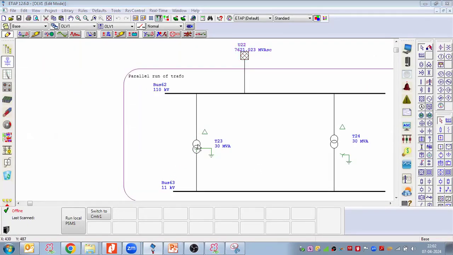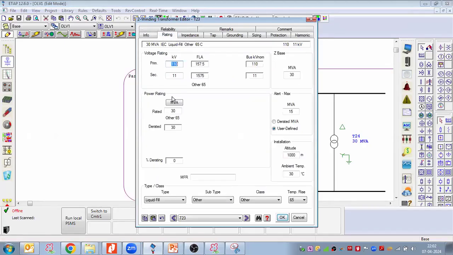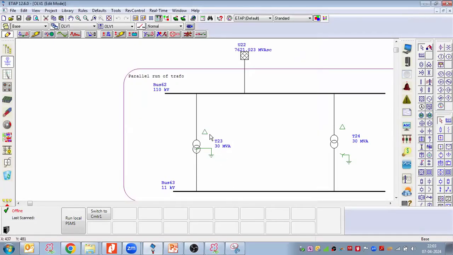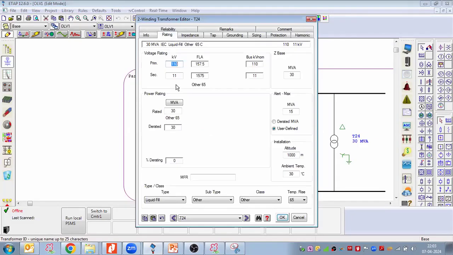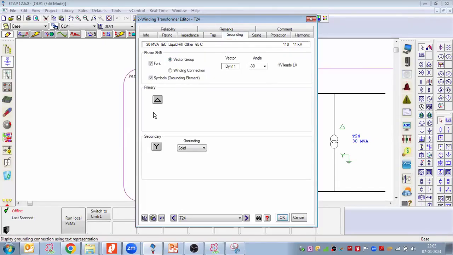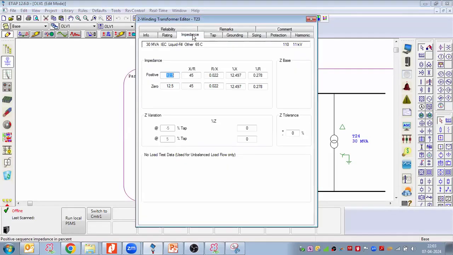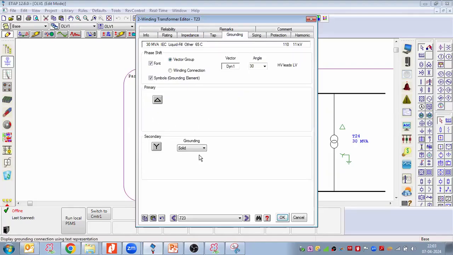So here we have one transformer. This rating is 110 by 11 kV, and suppose it is 30 MVA. The impedance and everything are put the same, delta star, and again it is delta 110 by 11 kV going to the grounding, then delta star solid. And here if we check, this is grounding, delta star solid.